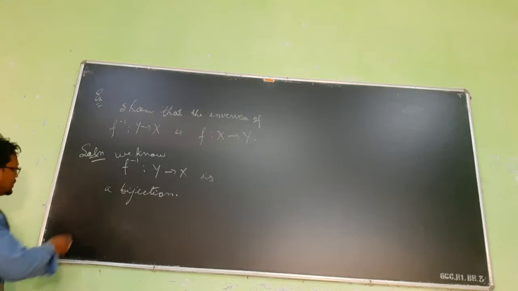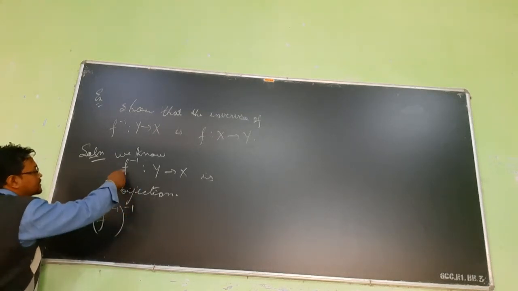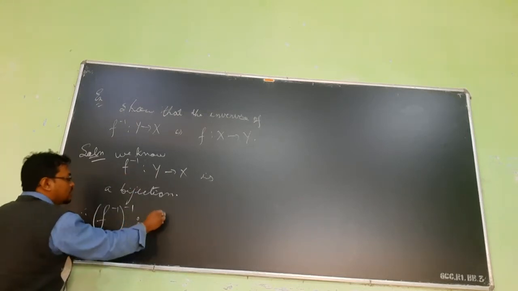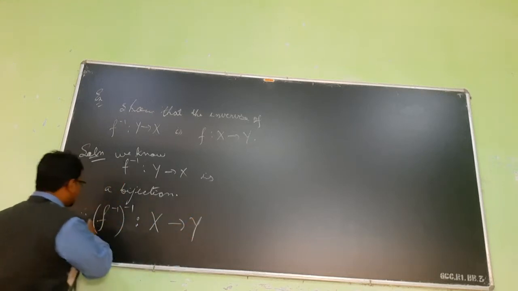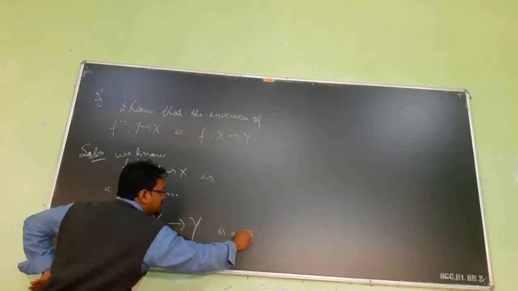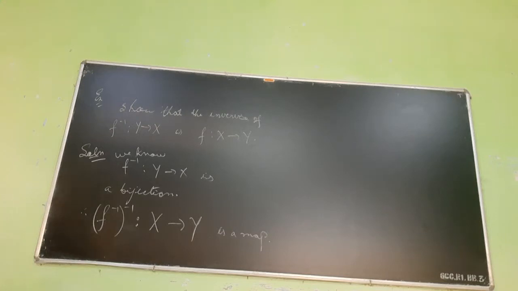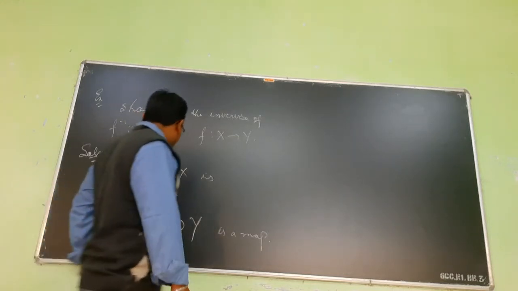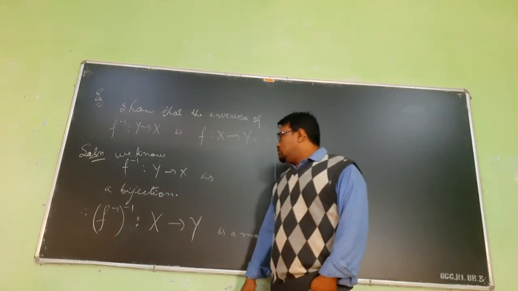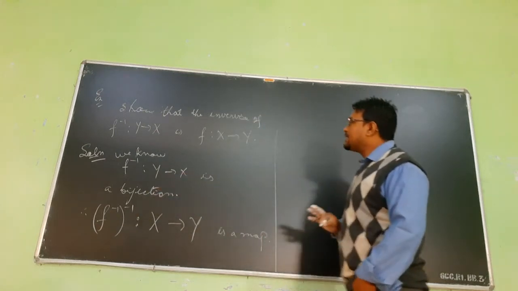Now I have to define this. So therefore, f inverse whole inverse, inverse of this, is a bijection. So the inverse of this is a function from what? X to Y. Therefore, f inverse whole inverse from X to Y is a map, and this is a function. So how will it be defined? I have to show that this f and this f inverse whole inverse are actually the same.